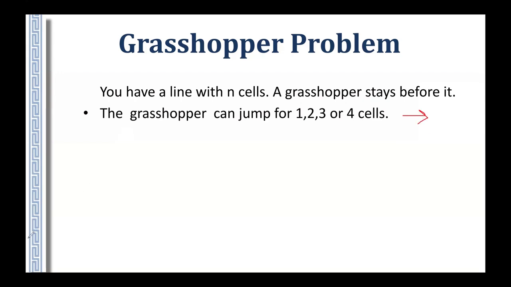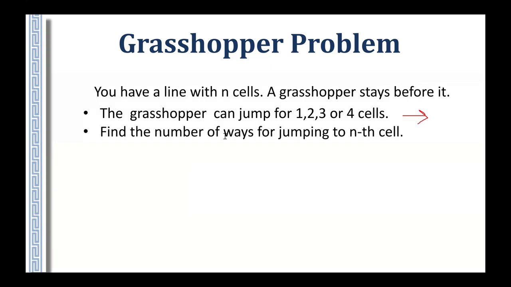And then our goal is to find the number of ways for jumping from the starting position, we can say that it is on the 0th cell, for example, to the nth cell, that is the end of our line. And we can say that if n is 3, then the answer is 4 ways. Because, how can we jump?